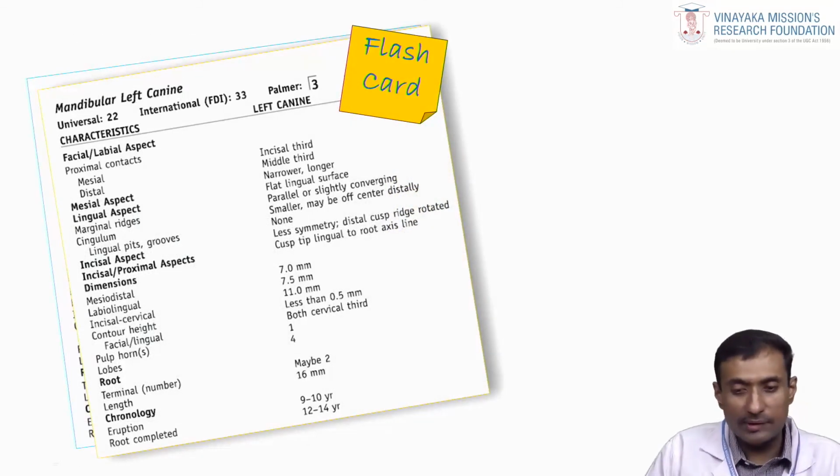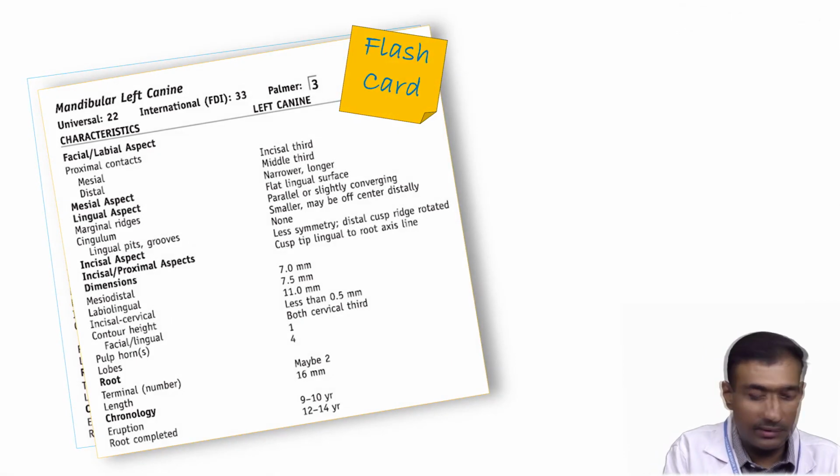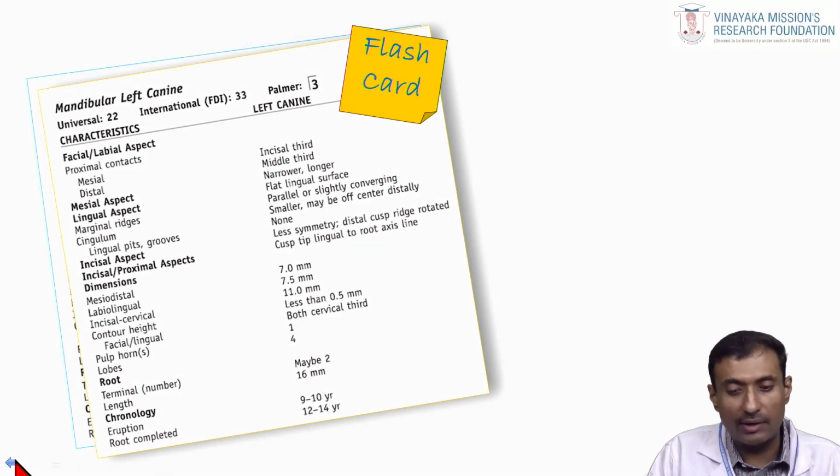So with a few points, we can prepare flashcards to prepare for the exams. This helps us to answer a few important questions. For example, a few of the questions that can be asked are the morphology of the mandibular canine, and we can compare and contrast the differences between the maxillary and mandibular canine. And the last is the chronology of the mandibular canine.